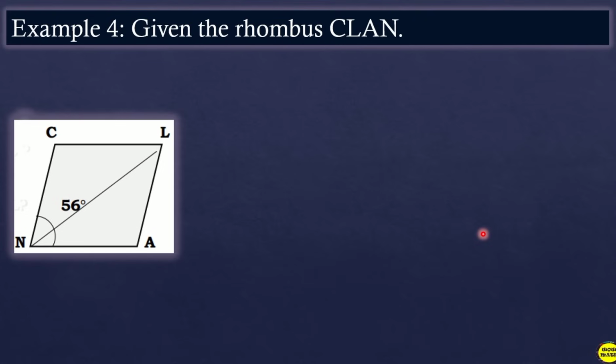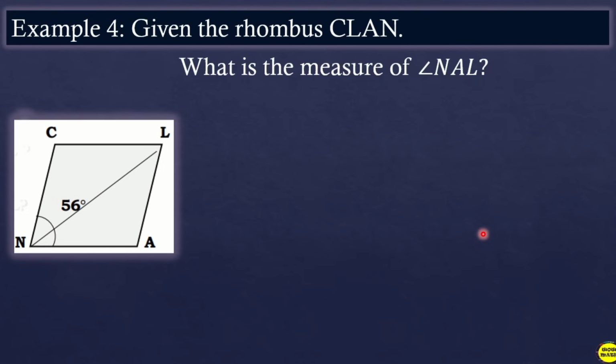Next. Given the rhombus CLAN, what is the measure of angle NAL? Angle NAL is what we are looking for. So how do we get it? Since our given is 56 degrees, wait, this is the measure of the whole angle. Sorry, this 56 degrees is the measure of this, because this is our arc there. So this angle is 56 degrees.